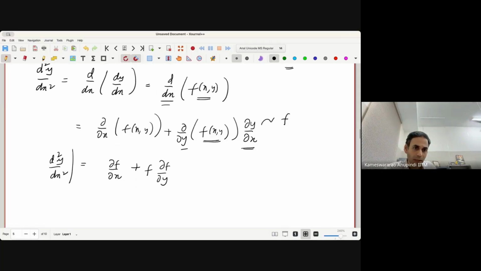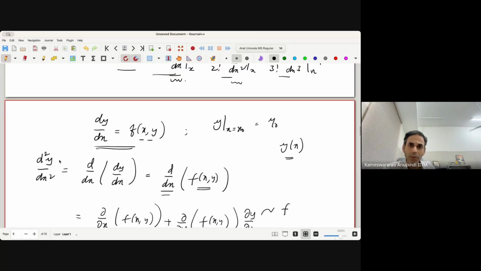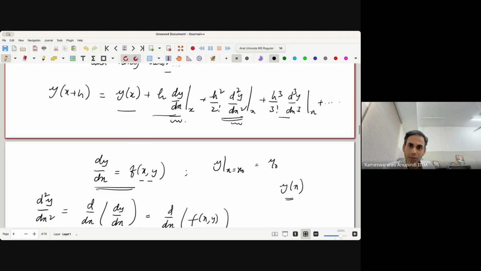If you want to calculate this at x equal to x naught, we can calculate what is partial f by partial x and partial f by partial y, and all these things can be calculated at x equal to x naught. Because x naught and y naught are known, and f is a function of x and y, all these things can be in terms of x and y, for which we can substitute x equals x naught and y equals y naught, and then this value can be obtained. That means we are able to calculate the second value, that is this one also.